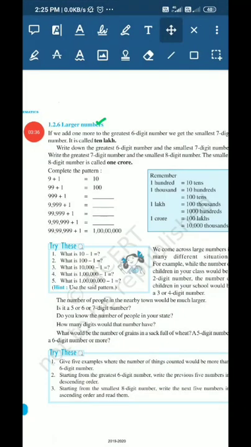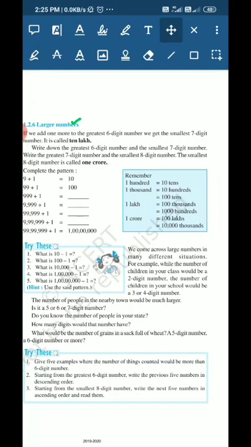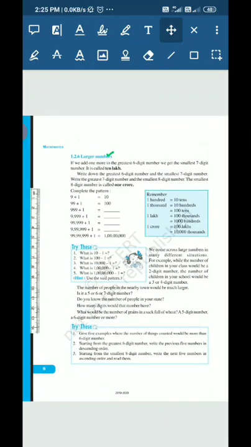So this was the topic, larger numbers and their conversion, and I hope you have understood it well. And now what you have to do, you're seeing that I have opened a page of your NCERT books here.